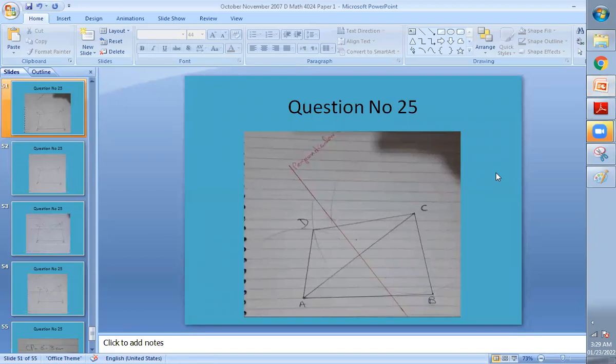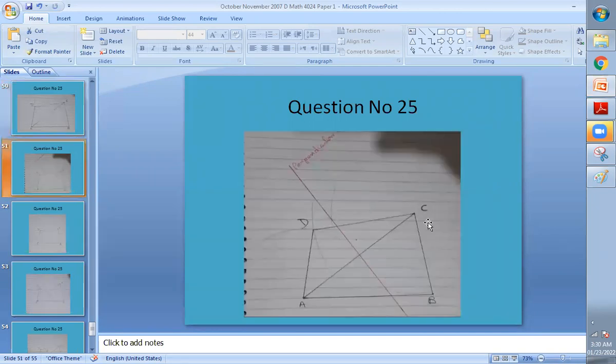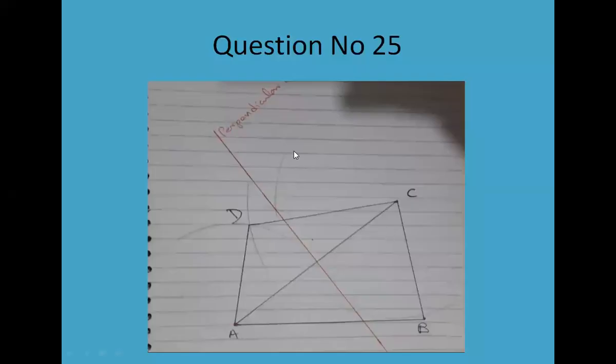So if you want to draw the perpendicular bisector of AC, so I will open the compass, put the needle here. I will mark an arc here. Let me show you. Mark an arc here and one arc here. Then put the compass here on A. Mark the arc here. Mark the arc here. Where these two arcs meet, join that point, and that red line shows the perpendicular bisector of the AC.